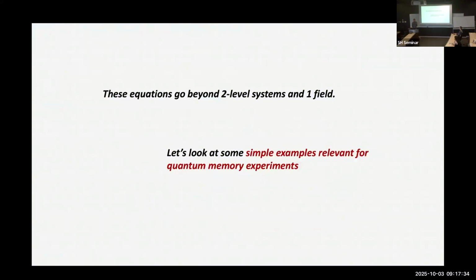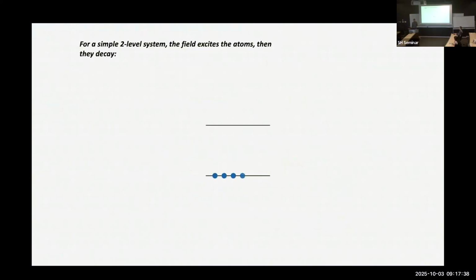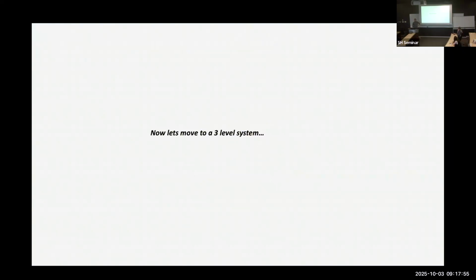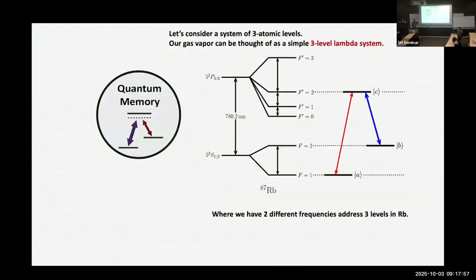Now, that's not so intuitive, so we can go beyond just 2-level systems in one field with these equations. Maybe the best way of doing this is by looking at some simple examples. As a reminder, everyone's going to know this, but if you take a strong field and send it through a 2-level system, some of the atoms are going to get excited. After you wait some amount of time, those excited atoms are going to end up decaying back into the ground state. Now, everyone knows that. Let's move to a 3-level system.